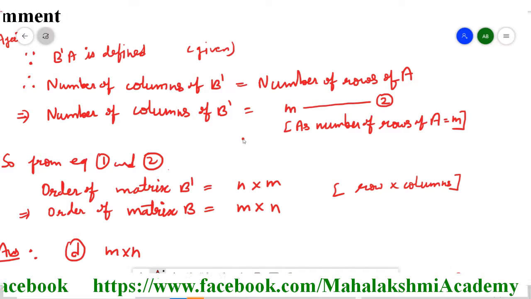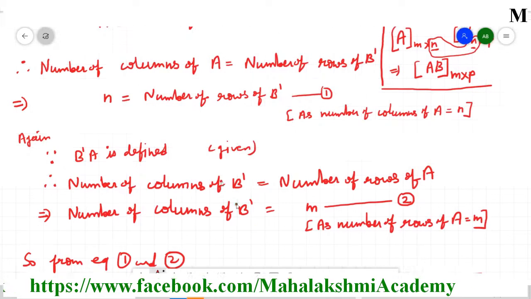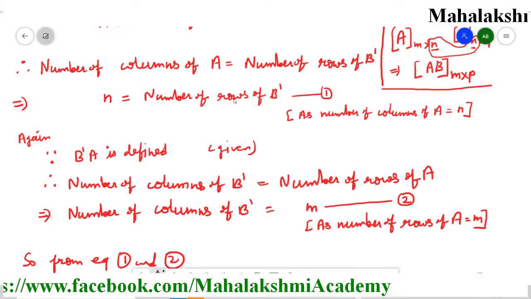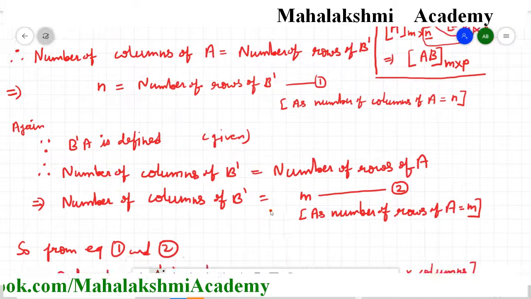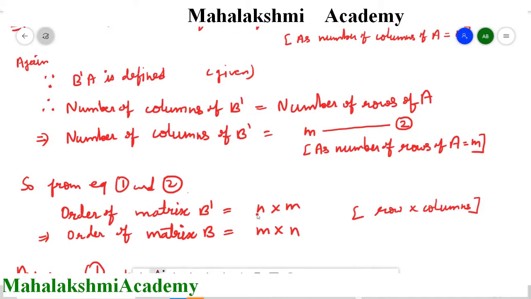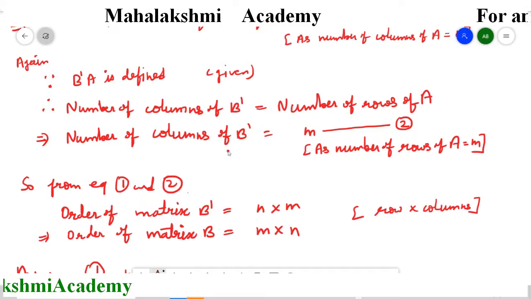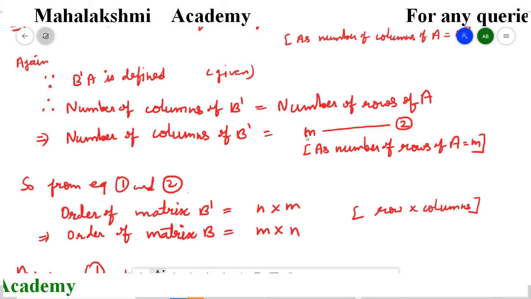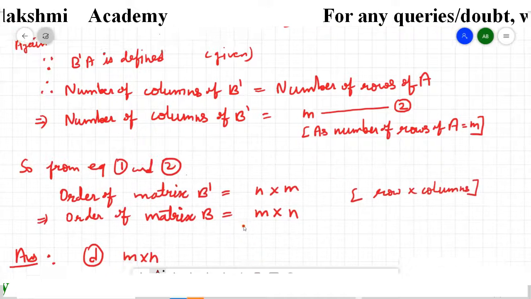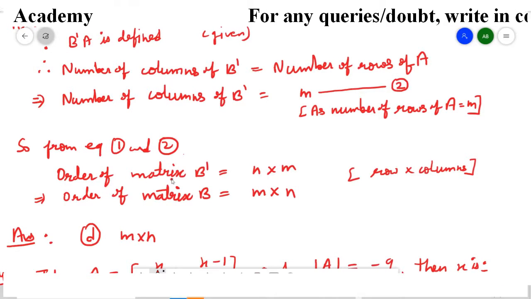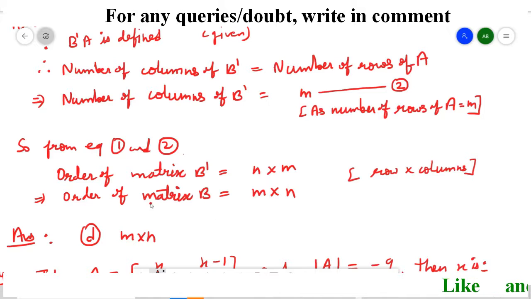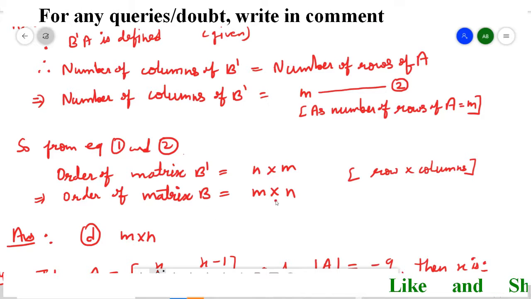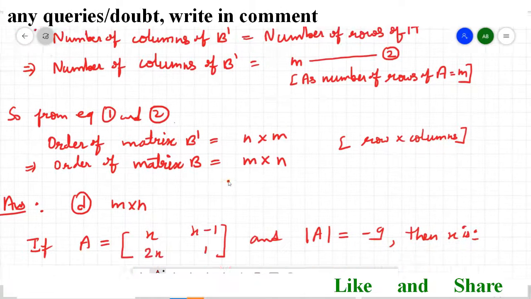So from the first and second equation, just see the first equation. In the first equation, what do we have? The number of rows of B dash is n, since the first place is for the row, and the number of columns of B transpose is m. Now if the order of matrix B transpose is n cross m, then the order of matrix B is just the reverse of that, m cross n. So its answer is m cross n.